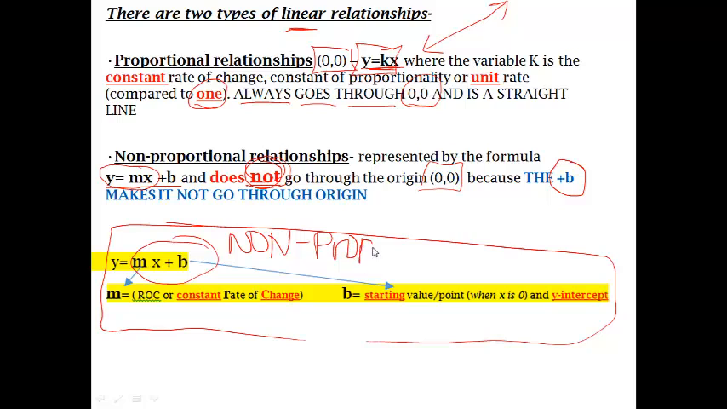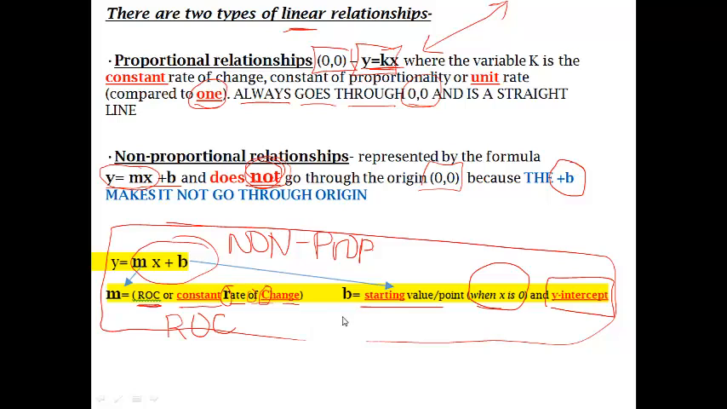Okay, so we have our m, which is going to be represented by the rate of change, or it's also called the constant rate of change. We do ROC for rate of change, so it kind of spells out rock. So when I say rock in class, you'll know that means the rate of change. And then b would be our starting value, or when x is 0, and we also call it the y-intercept.